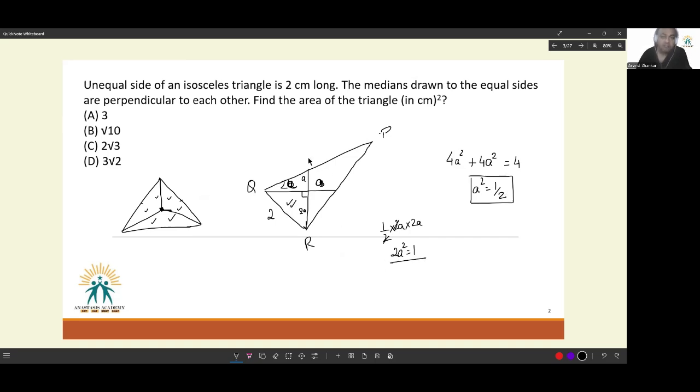And this is 1/3 the area of the full triangle. So the area of the full triangle will be 3 into 1. The answer to the question is option A.